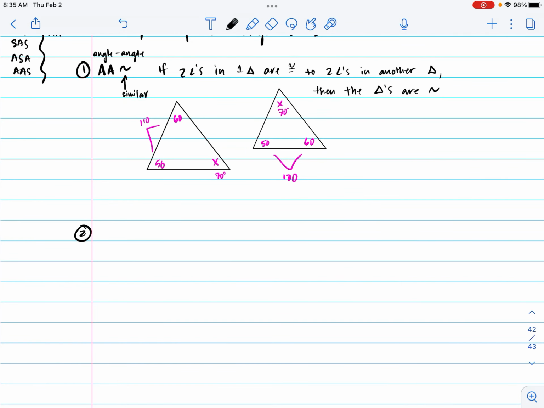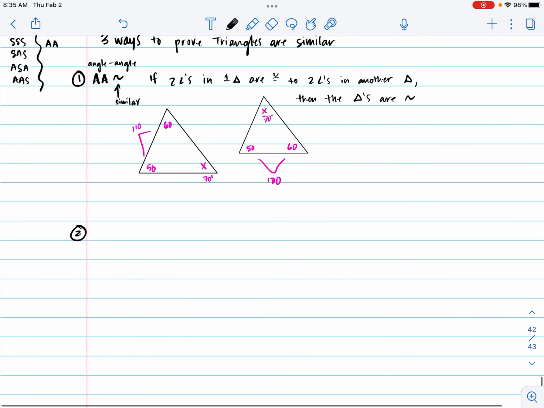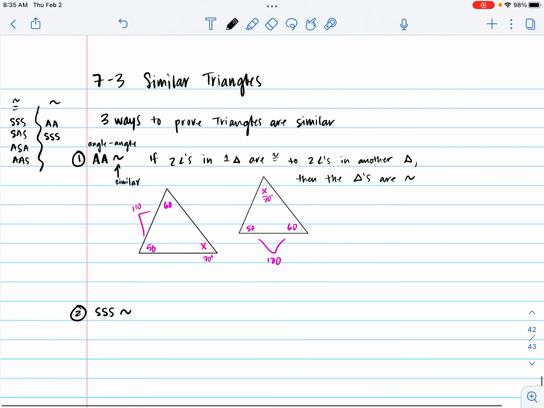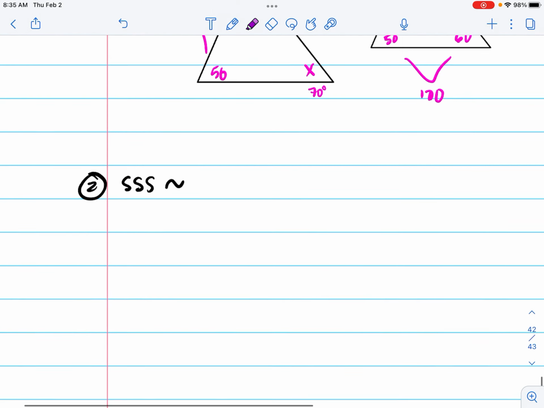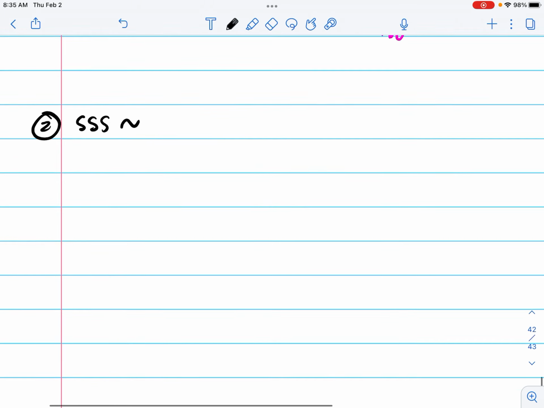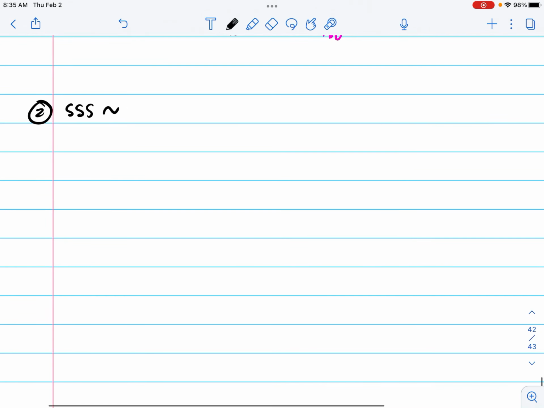Second way should actually sound familiar. And this is going to be the side, side, side, but with similarity. So side, side, side also shows up, just like how it did before. What we're going to do is we actually don't prove that they are congruent to each other, even though that works, but we're going to prove that they are proportional to each other.